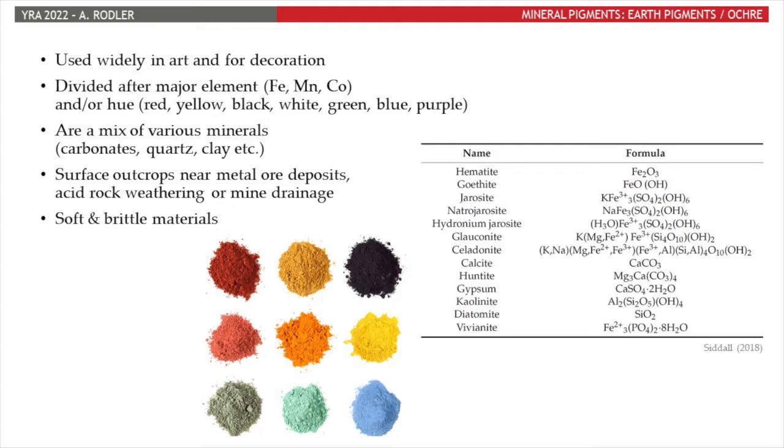Earth pigments are a mixture of various minerals, together with something like quartz, for example. There's clay usually present, also carbonates, and they were also likely mixed for painting then, depending on what time and context they were used in. Earth pigments can be found in surface outcrops near metal ore deposits, for example. They're often a result of acid rock weathering or also mine drainage. They're rather soft and brittle materials, but we'll come to this again in a moment.